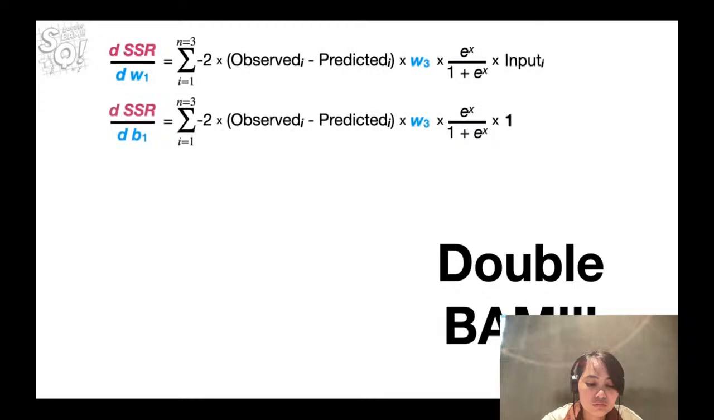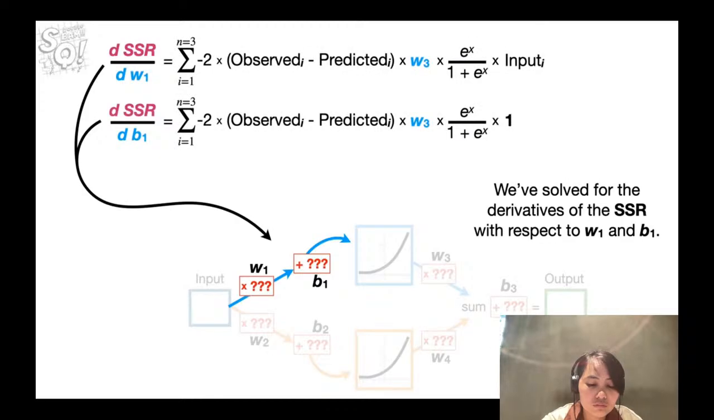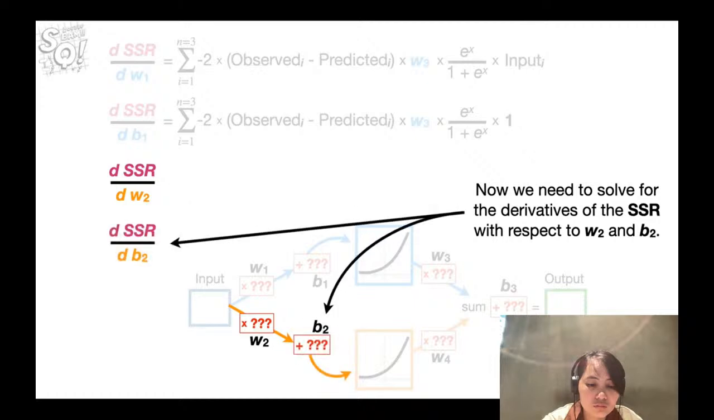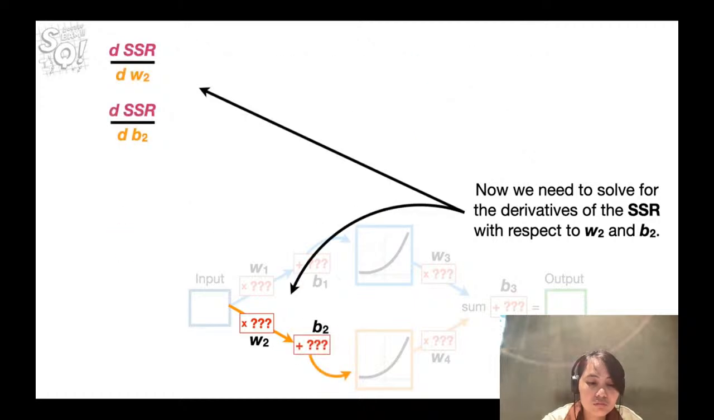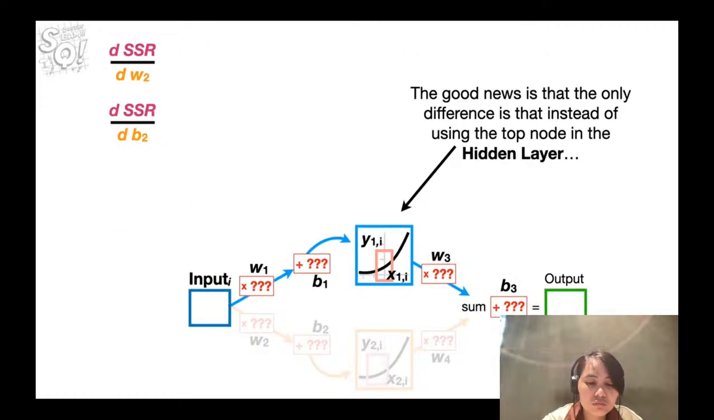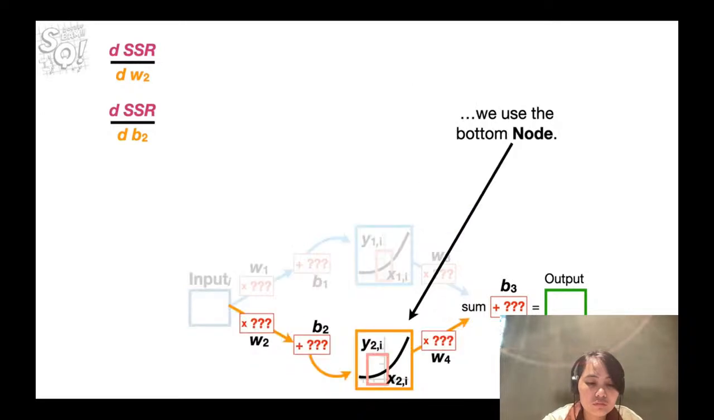Double bam! We've solved for the derivatives of the sum of the squared residuals with respect to w sub 1 and b sub 1. Now we need to solve for the derivatives of the sum of the squared residuals with respect to w sub 2 and b sub 2. The good news is that the only difference is that instead of using the top node in the hidden layer, we use the bottom node.